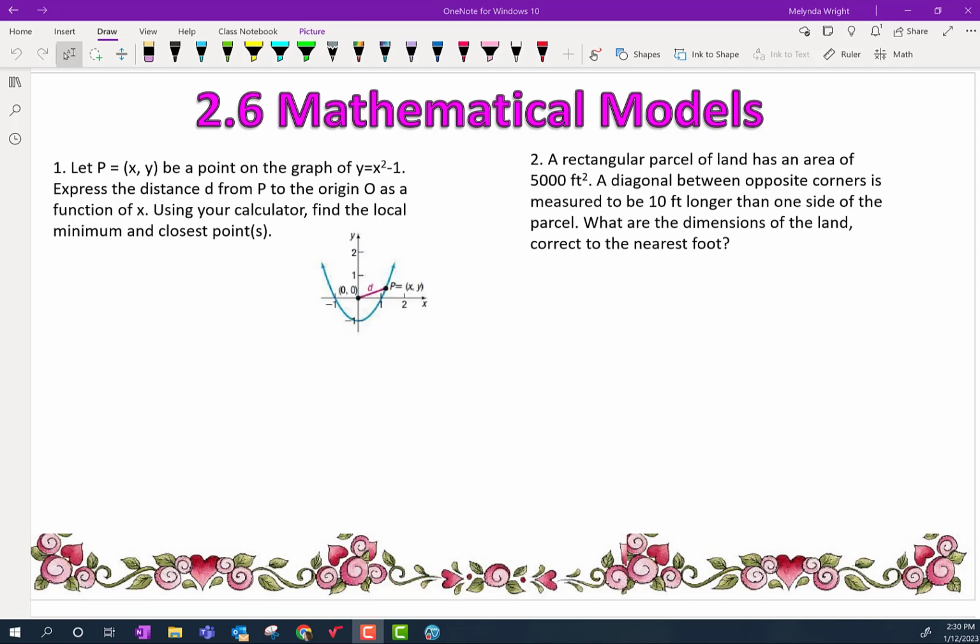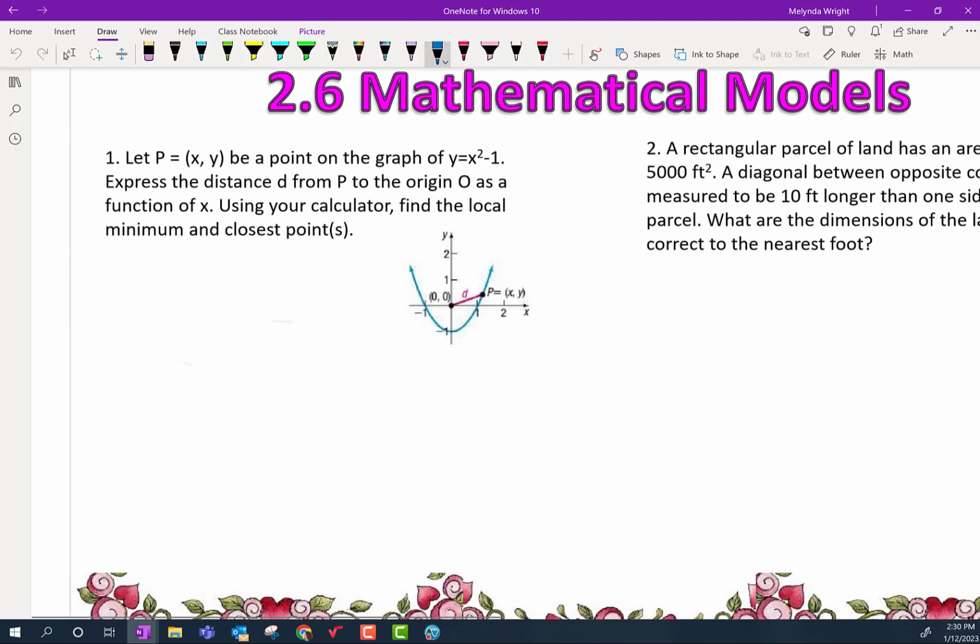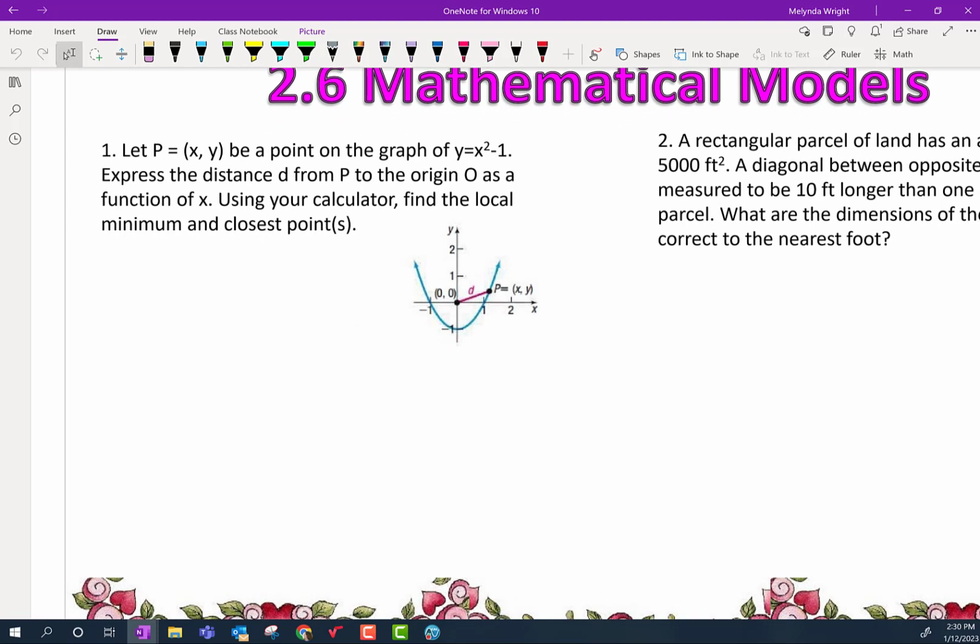So how does that work? Let's work through and see. We've got the first problem. We're going to let P equals (x, y) be a point on this graph. They've actually already given us a graph of it. And they want us to express the distance d from P to the origin, so from here to here, as a function of x.